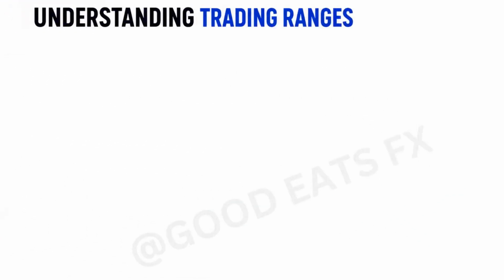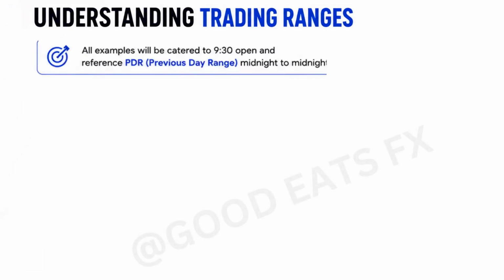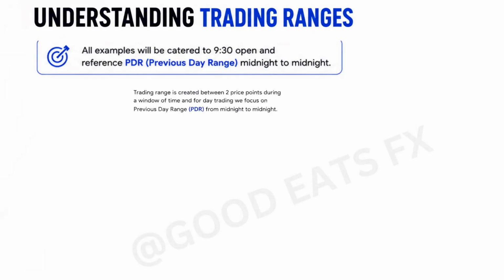So let's talk about understanding trading ranges. I just want to let you know for this book, we're going to focus on all examples being catered to the 9:30 open, and we're going to be referencing previous day range from midnight to midnight. A trading range is going to be created between 2 points during a window of time. And for day trading, we focus on previous day range, midnight to midnight. And I am talking in New York time zone.